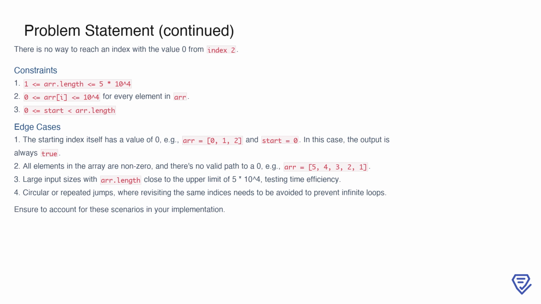To solve this problem, you must also consider the constraints. The array length can be as large as 50,000, and each element can be up to 10,000. Additionally, you must account for edge cases, such as when the starting index already has a value of 0, or when all elements in the array are non-zero, making it impossible to reach any index with the value 0. Efficient handling of circular or repeated jumps is critical to avoid infinite loops in your implementation.